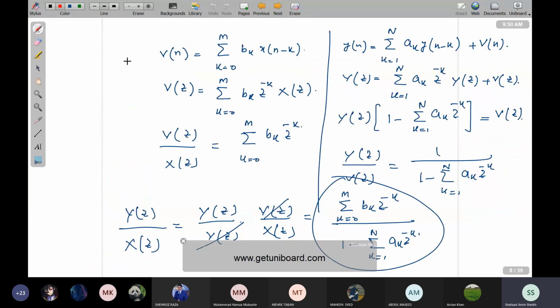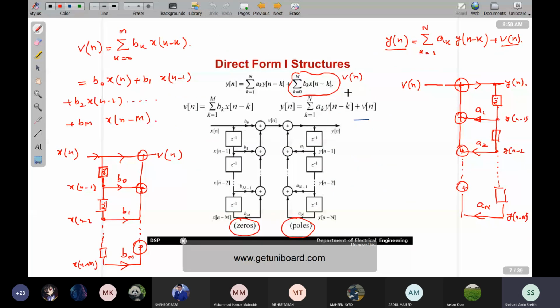So V(n) = sum over k = 0 to M of b_k x(n − k). If you want its transfer function, take the z-transform. V(z) will be equal to sum over k = 0 to M of b_k z^(−k) X(z), and V(z) over X(z) will be equal to sum over k = 0 to M of b_k z^(−k). Similarly, y(n) was this thing or this thing.